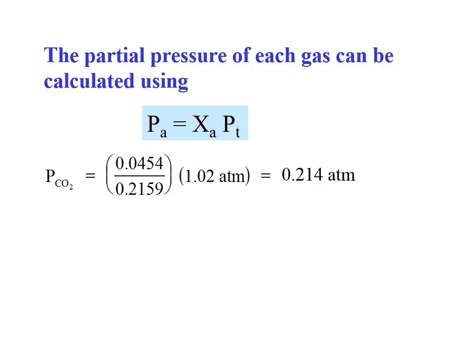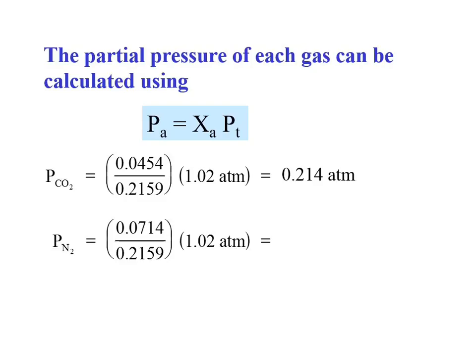Now, intuitively, don't you suppose when we get all 3 partial pressures up here, they should add up to what? That 1.02 atmospheres, shouldn't they? So let's see what the next partial pressure is. The next partial pressure was for nitrogen. So we got 0.0714 moles of nitrogen divided by the total number of moles, 0.2159 moles. Moles cancel. Rounding to 3 significant figures, I get a partial pressure for the N2 is 0.337 atmospheres.